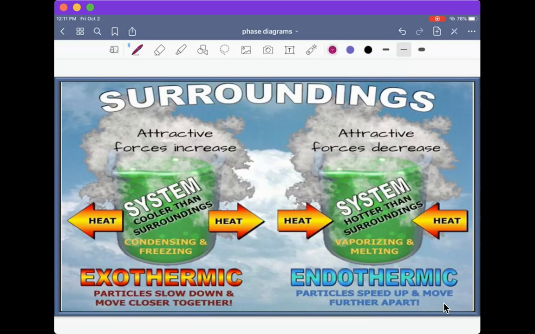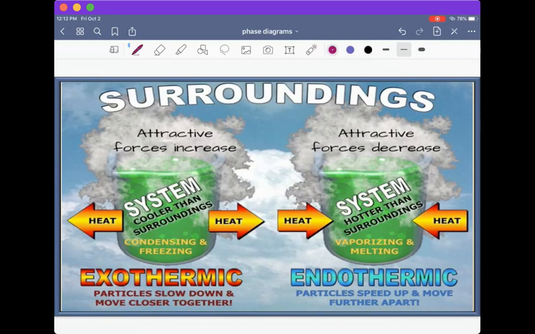Right, so when we're talking about endothermic and exothermic, I want you to start to be able to picture this kind of stuff going on in your head. This is a really great diagram, and you're going to see it in multiple ways. I also have you practice drawing this diagram.